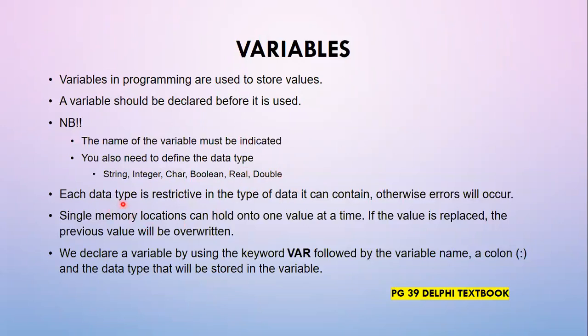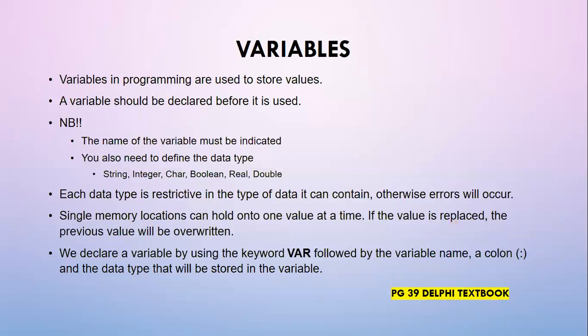Each data type is restrictive in the type of data it can contain. Otherwise, errors will occur. So for example, I can't display an integer, so I will need to do a conversion. Single memory locations can hold onto one value at a time. If the value is replaced, for example, if I have the line of code that says iCount assign iCount plus 1, what that means is I would have initialized iCount, so created iCount and set it to 0. Then I'm going to add 5 to that.